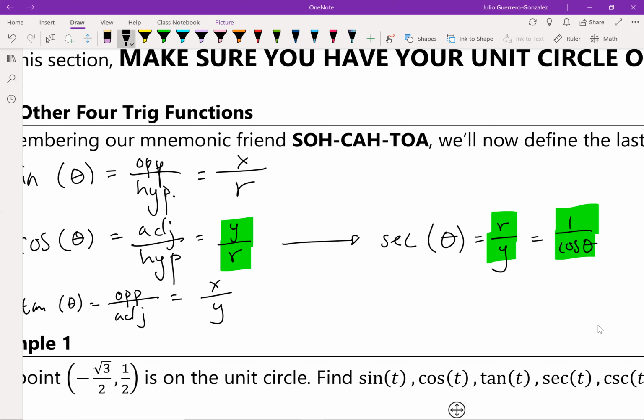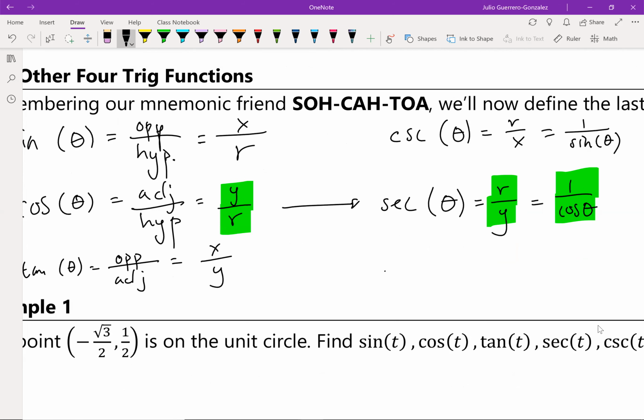So cosecant of an angle theta is r over x. The other way you can call it is 1 over sine of an angle theta. And then lastly, cotangent. Cotangent of an angle theta is equal to y over x, which is also 1 over tangent of theta.